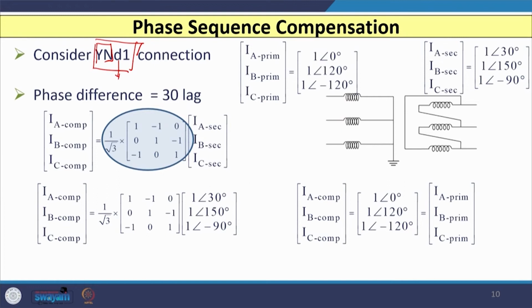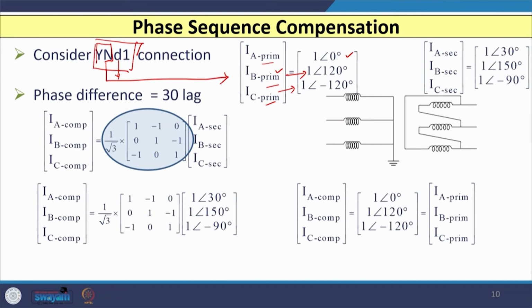So, you can see that my HV winding currents I have shown here as IA primary, IB primary and IC primary, phase wise. IA primary is 1 angle 0 degree, IB primary is, let us say, 1 angle 120 degree, and IC primary is 1 angle minus 120 degree or 1 angle 240 degree.